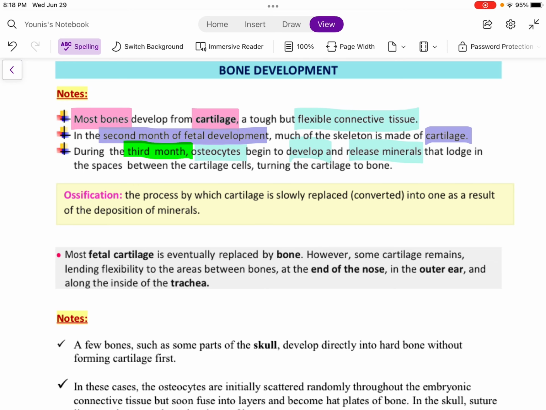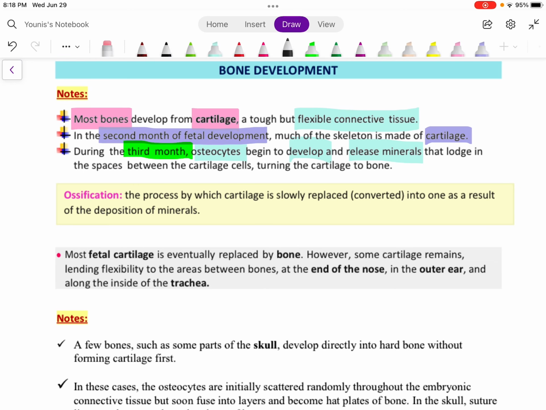The process is called ossification. So ossification means turning cartilage into bone, or replacement of cartilage by bone. What is the principle of ossification? It is when bone cells release minerals, and the deposition of minerals between the cartilage cells can turn the cartilage into bone.